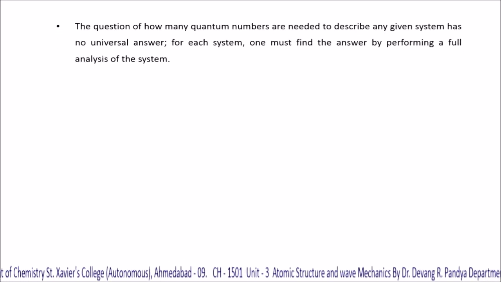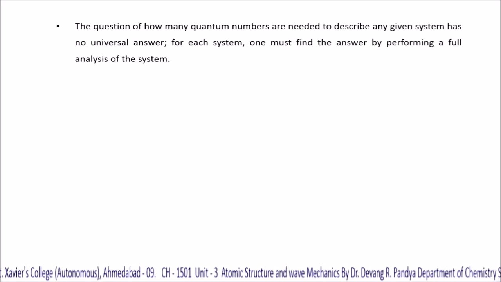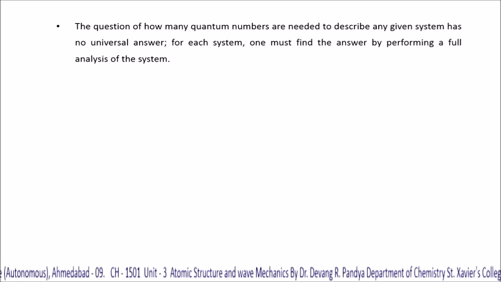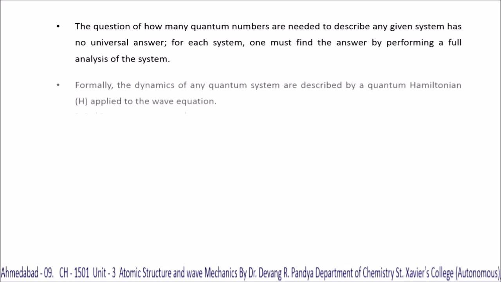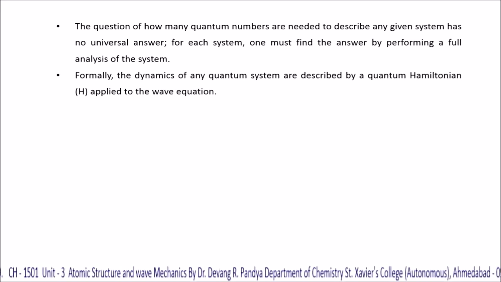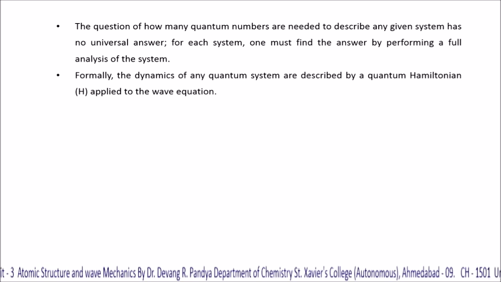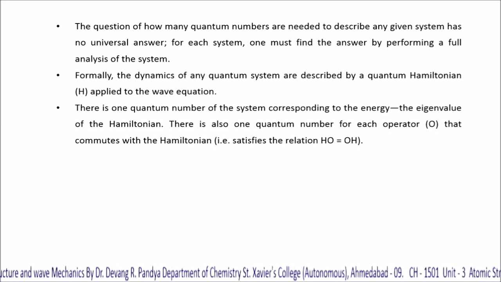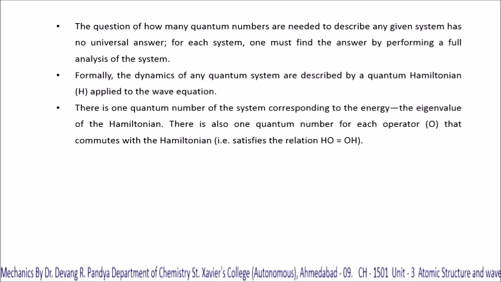The question of how many quantum numbers are needed to describe any given system has no universal answer. For each system, one must find the answer by performing a full analysis of the system, that is, the atomic system. Formally, the dynamics of any quantum system are described by a quantum Hamiltonian H applied to the wave equation. There is one quantum number of the system corresponding to the energy, the eigenvalue of the Hamiltonian.